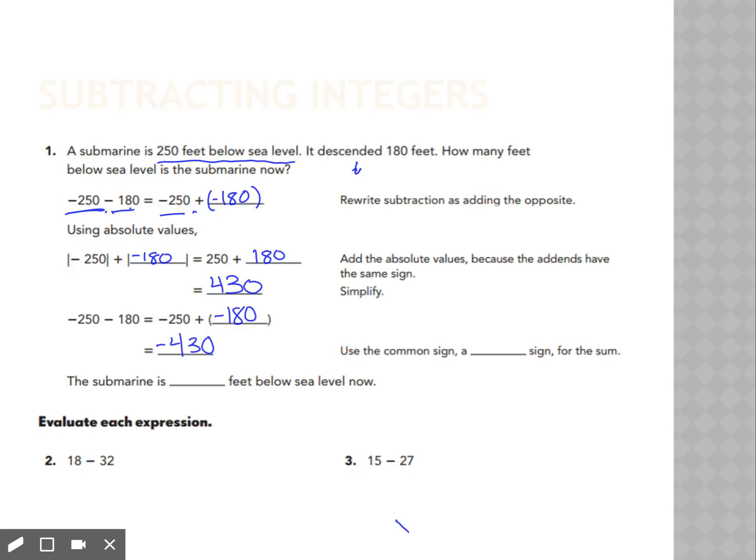You may have remembered that when adding two negatives, when you get to this step of -250 plus -180, you can just add the numbers and keep them negative. But we wanted to demonstrate the absolute value way. So anyways, to answer this question, use the common sign, a negative sign, for the sum, and the submarine is 430 feet below sea level now. We just use a regular 430 here because they say below sea level.